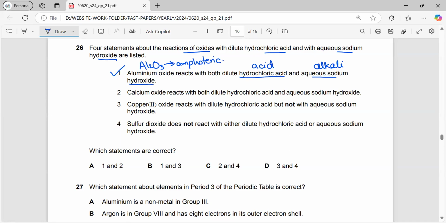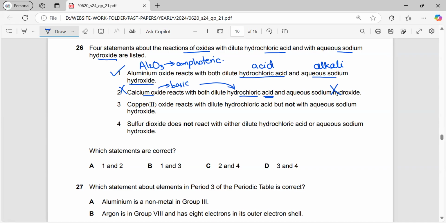So it reacts with both. Next, calcium oxide reacts with both hydrochloric acid and aqueous sodium hydroxide. Wrong. Calcium oxide is not amphoteric, it's basic. So it only reacts with acid, not an alkali. It only reacts with acid.